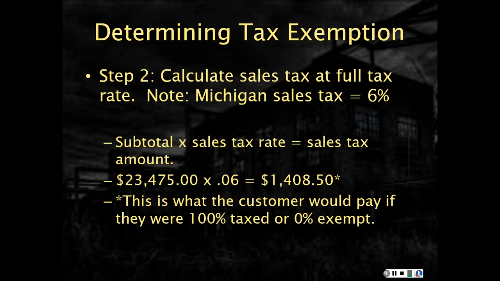Step 2. What you need to find out is what the sales tax would be if they were fully taxed. In Michigan, the sales tax is 6%. So I would take the subtotal, either they give it or I'd have to calculate it, and multiply by 6%, or 0.06. This gives us a potential sales tax of $1,408.50. This is what the customer would have paid if they were 100% taxed, or 0% exempt.